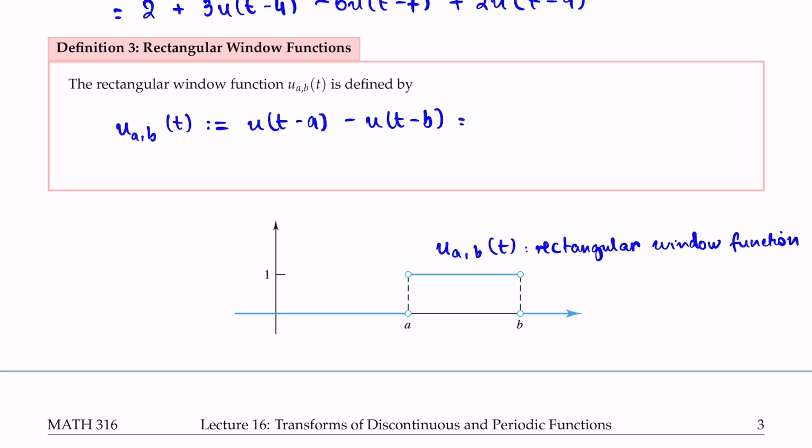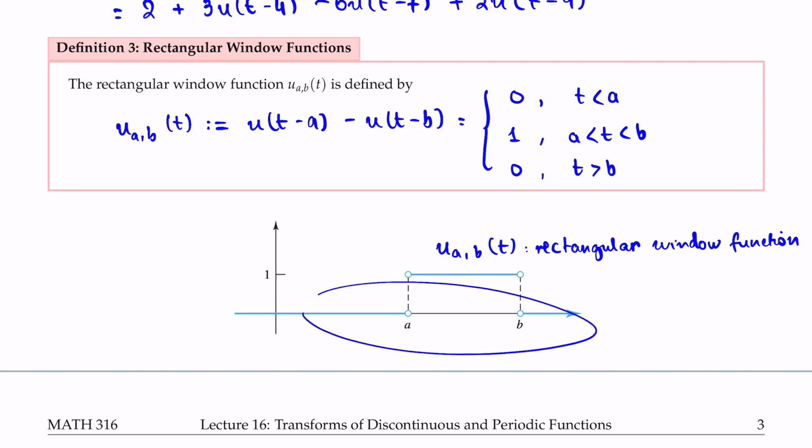In terms of a piecewise defined function, the function is equal to 0 when t is less than a, equal to 1 when t is between a and b, and 0 as well when t is greater than b. I'm going to show you where I get this piecewise defined function later in example 2. For now, bear with me here. Based on the look of the graph, you can write down the piecewise defined function that way.